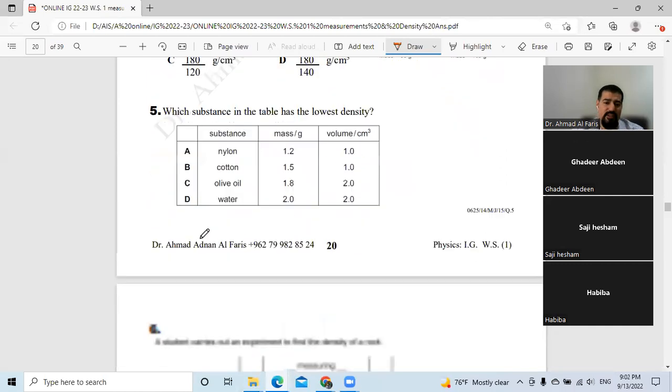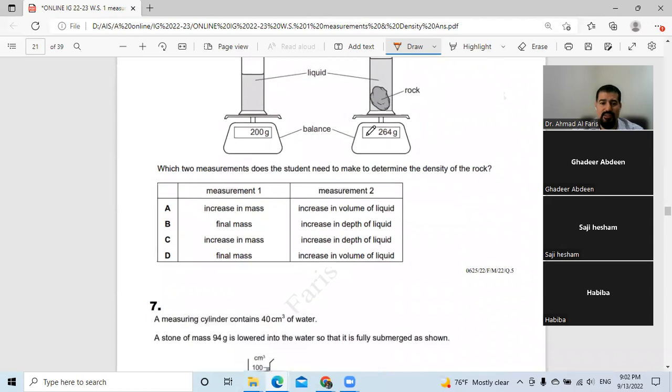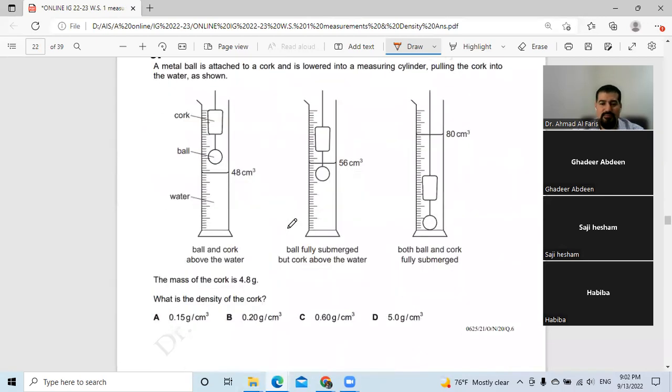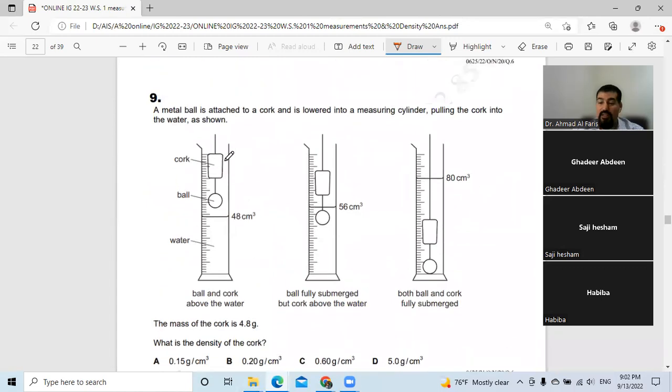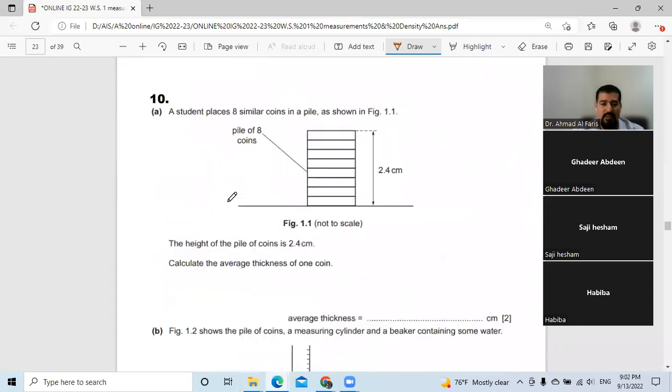The rest of the questions are homework. Look at the picture. This is amazing. This is the same idea. We have a special idea: if the object floats like a cork, what will we do? We are going to talk about these types of questions next time.